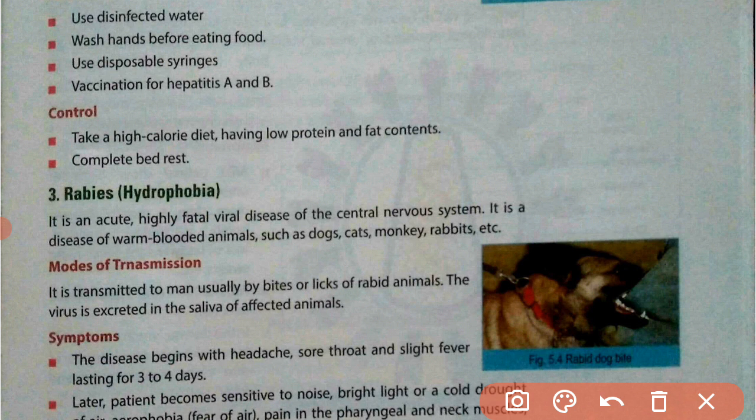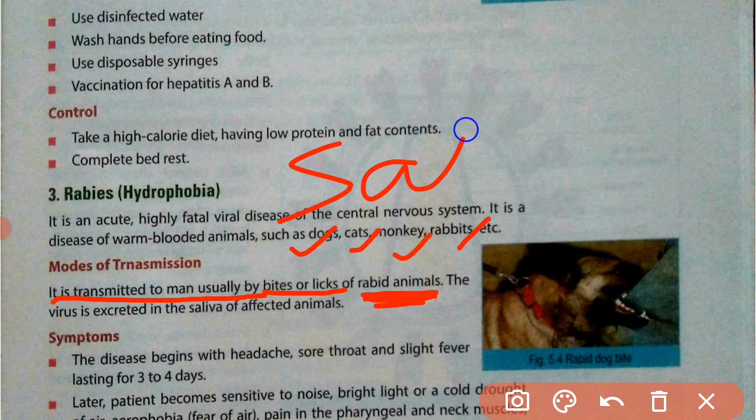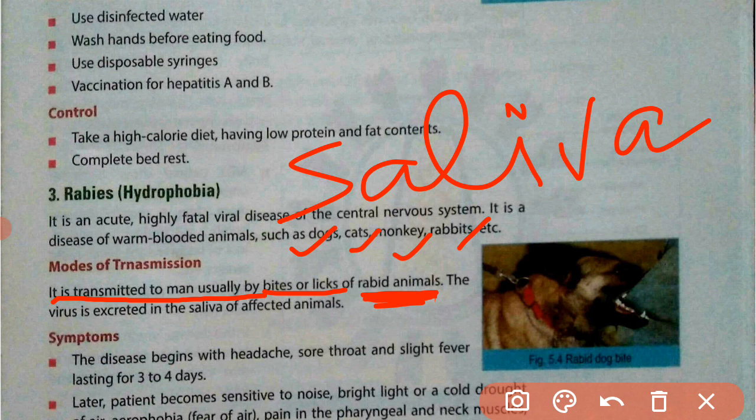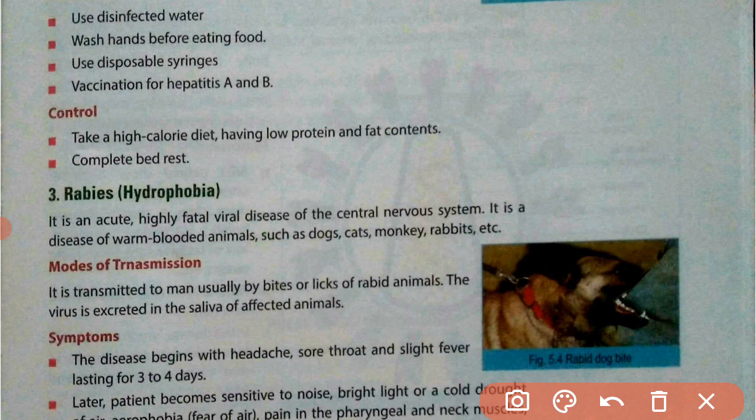Now we will talk about the mode of transmission, how it transfers. It is transmitted to man usually by bites or licks of rabid animals. There are some animals like dog, cat, monkey and rabbits. Their saliva contains the virus of rabies. Those animals are known as rabid animals. If any rabid animal bites or licks a man, then that virus can get transferred from that animal into the man and cause the disease.